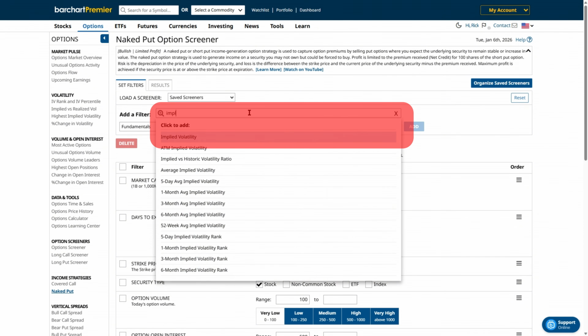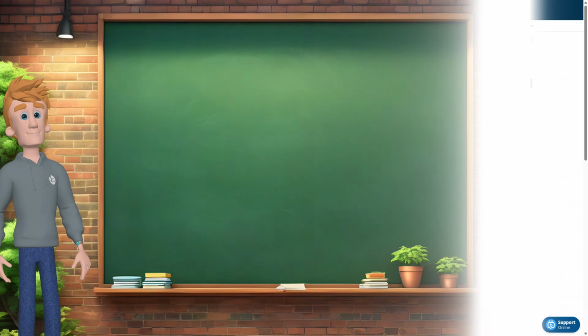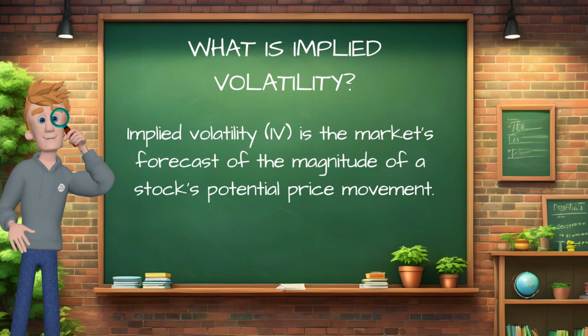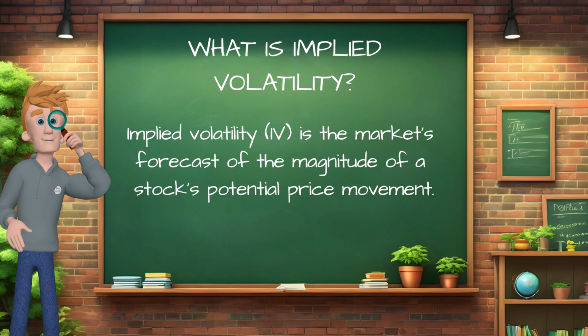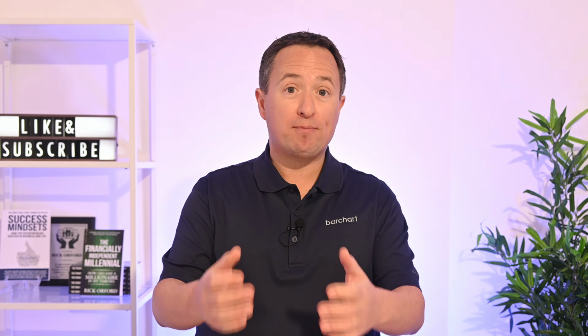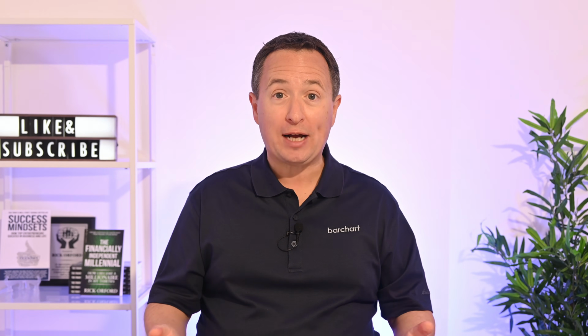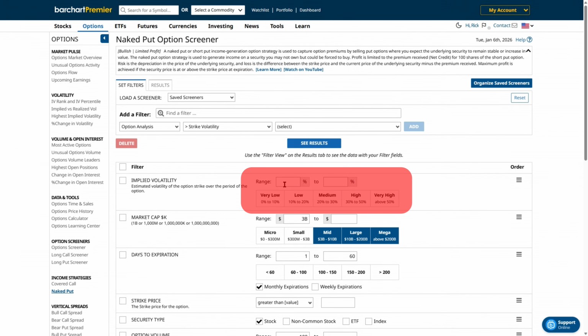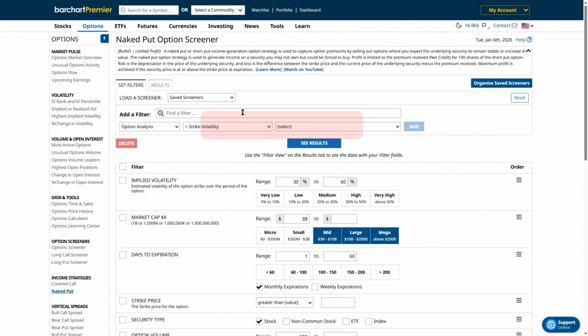Then I add the implied volatility filter, or IV. IV tells me how much an asset's price is expected to move. IV is critical because it directly impacts options prices. The more the market expects a stock to move in either direction, the higher the options premiums become, regardless of the direction. I'll set the implied volatility filter to between 30 and 60%. That's enough volatility to make it worthwhile to trade, but not so much as to put you at risk of massive price movements.